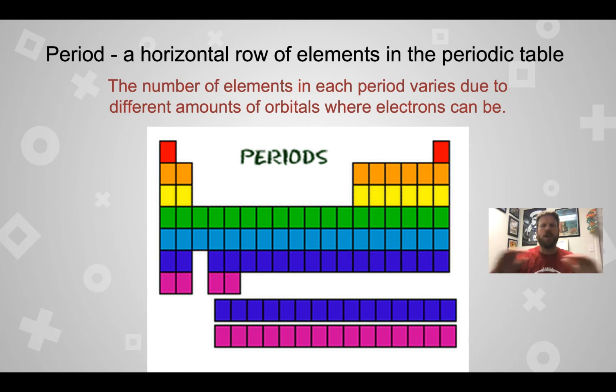There's going to be different numbers of elements in each period, and that's because what a period actually represents is how many energy levels, how many orbitals an atom can have. Any element in the first period on the periodic table, hydrogen and helium, they only have one energy level, one electron cloud to put electrons. In the second period, there's two energy levels, two electron clouds for electrons to occupy. And then it goes up from there. So 3 energy levels, 4, 5, 6, 7 energy levels. So the periods actually represent how big the atom is, how many energy levels there are.